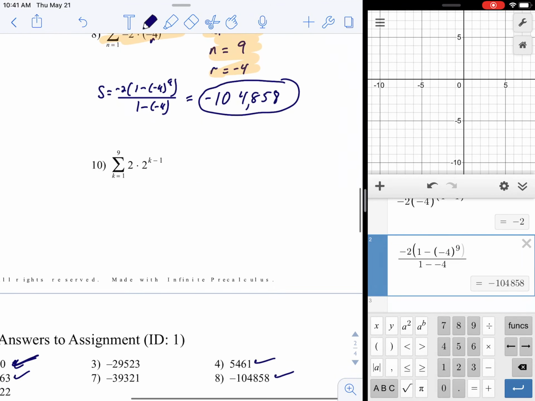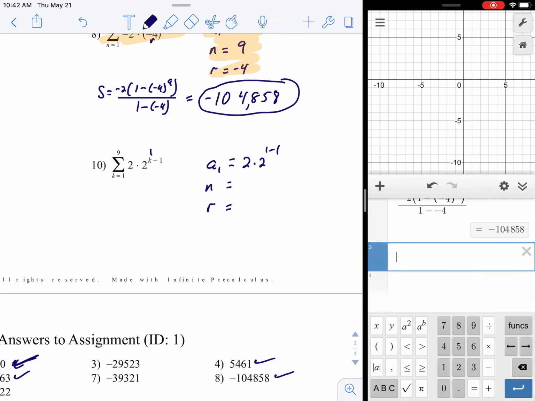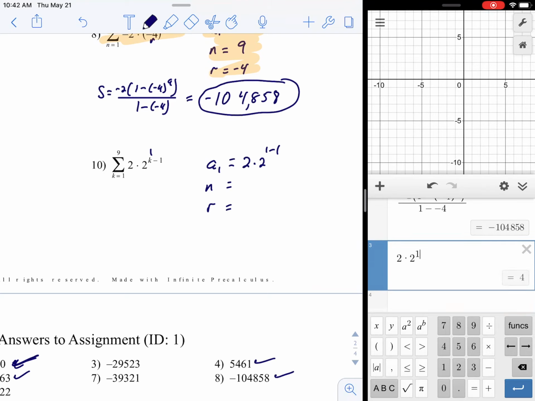All right, let's do this one more time. So we need A1, N, and R. A1 is the first term. It's what you get when you plug in a 1 here. 2 times 2 to the 1 minus 1. I believe the answer is going to be 2. Yep, 2. N is that number, 9.